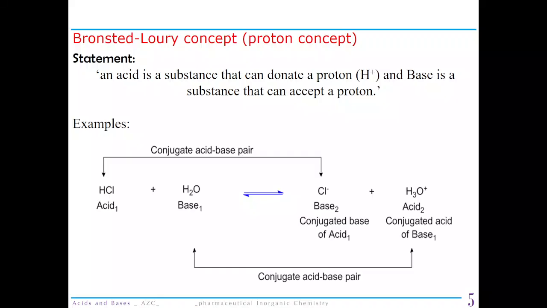Example: hydrochloric acid acts as an acid by donating a proton to water, and water acts as a base by accepting a proton. Hydrochloric acid, upon donation of a proton, is converted to chloride ion, and if a reversible reaction is possible, this chloride acts as a base by accepting a proton. So this creates a conjugate acid-base pair.